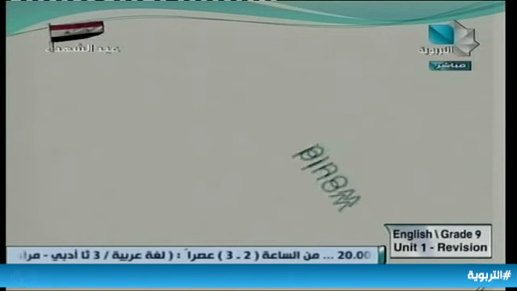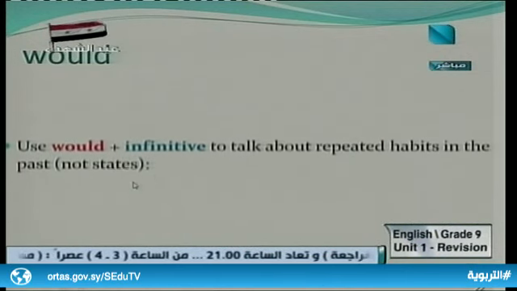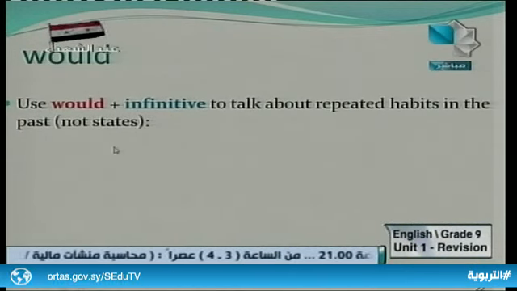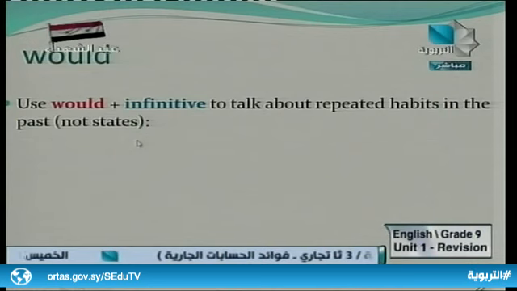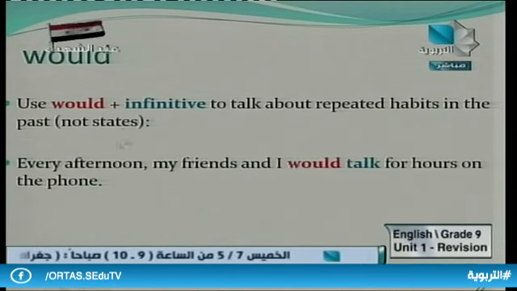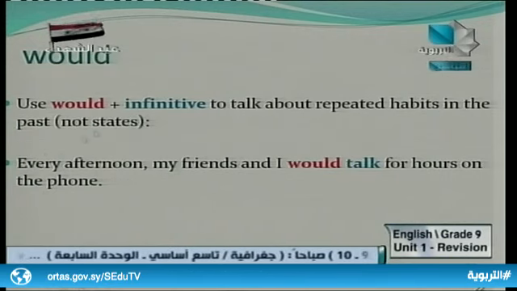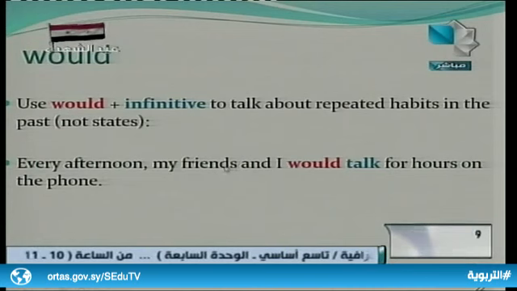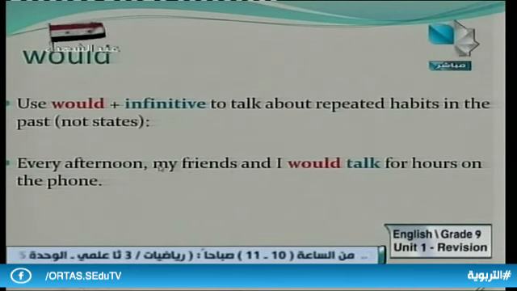What about "would"? Actually, "would" is less common in English, so a lot of people use "used to", but in formal English, they use "would". We use "would" plus infinitive to talk about repeated habits in the past, not states. So the student should know that state verbs, for example, live, the verb to be. Every afternoon, my friends and I would talk for hours on the phone. So here we have "talk", which is not a state verb.